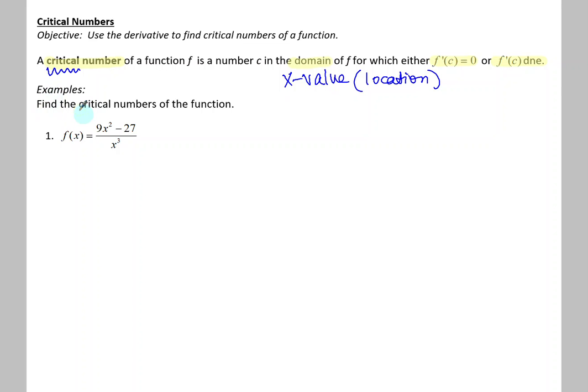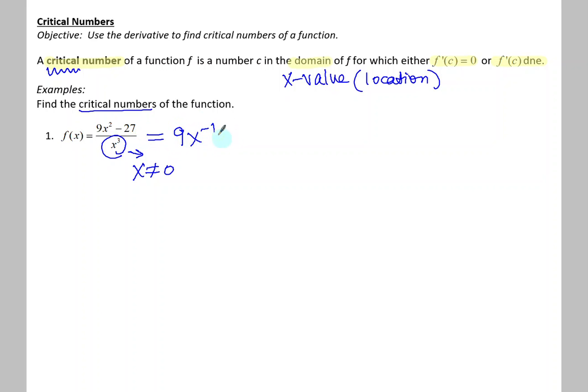Let's find the critical numbers of this function. So we'll start by taking the derivative, although I notice that this function has a denominator, and the denominator will equal 0 when x equals 0. So x can't equal 0. 0 is not in the domain of the function. Now, before I take the derivative, I think it would be easier to rewrite this function so there is no denominator.